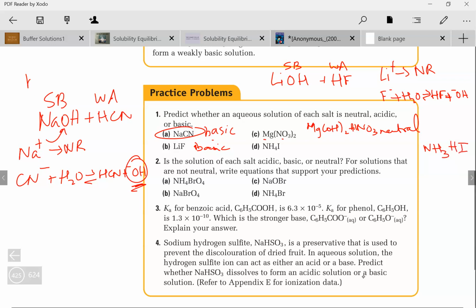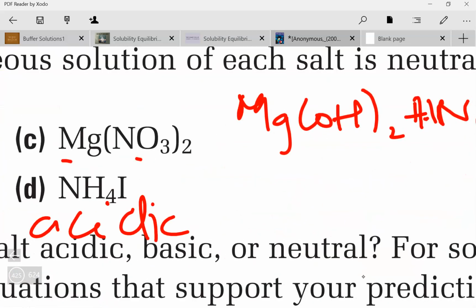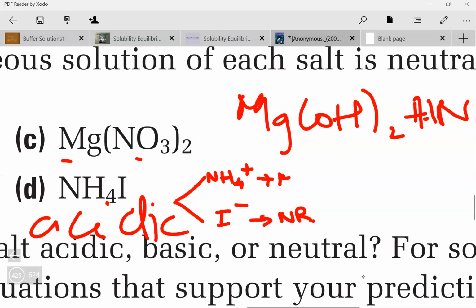and hydroiodic acid, which is a strong acid, weak base combo, so we know that's acidic. And we can also split NH4I into NH4 plus and I minus, and I minus does not react with water because it's a conjugate base of a strong acid. This does react with water to give me ammonia plus H3O plus, which contributes to the acidic character of the salt.